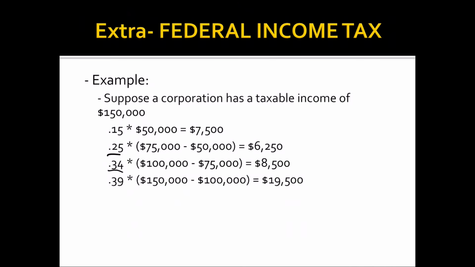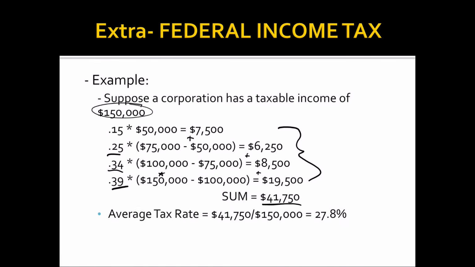And then the last part: the taxable income was 150,000. You subtract the bottom of the bracket, which is 100,000, multiply it by the tax rate for that bracket, which is 39%, and you get a tax liability for the fourth bracket of 19,500. These are your tax liabilities for each portion of your taxable income. You sum those together, and your total tax liability is 41,750. To calculate your average tax rate, you divide your tax liability by your taxable income, and you'll get an average tax rate of 27.8%.